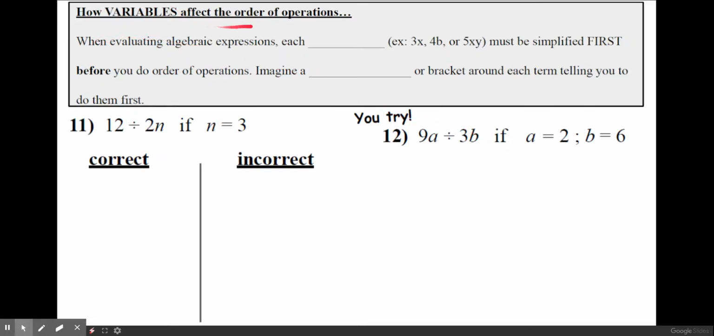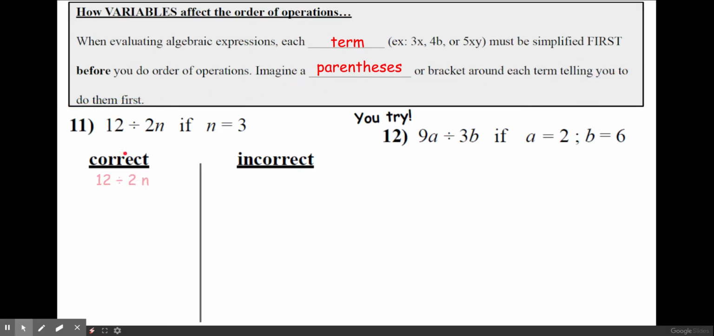How variables affect the order of operations. When evaluating algebraic expressions, each term, for example 3x is a term, 4b is a term, or 5xy is considered a term. Each term must be simplified first before you do order of operations. Imagine a parentheses or bracket around each term telling you to do them first.